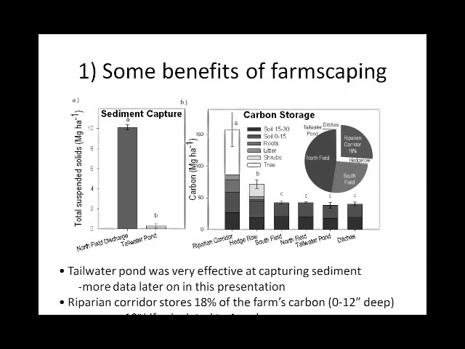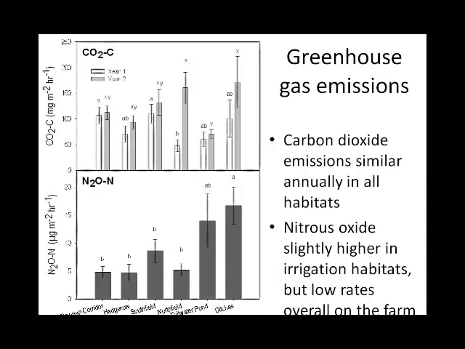So if we look at just that carbon storage, we see that the riparian corridor that's been preserved on this farm contributes 18% of the farm carbon. If we look towards a meter depth, it'd be more like 10%, but it's still a significant amount of the farm carbon. The soil in the north and south fields hold most of the carbon, but without that riparian corridor, we'd see a significant decrease on the farm. Next slide.